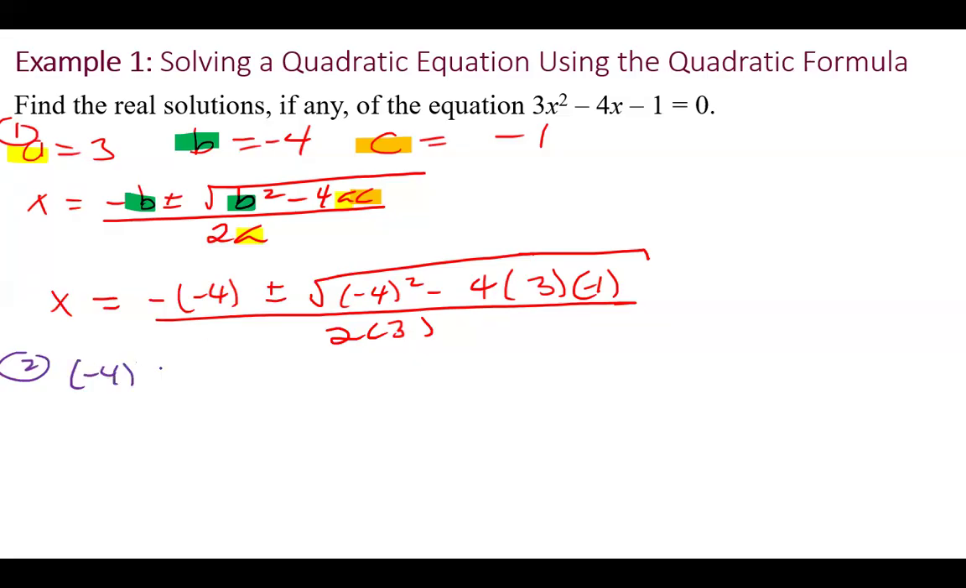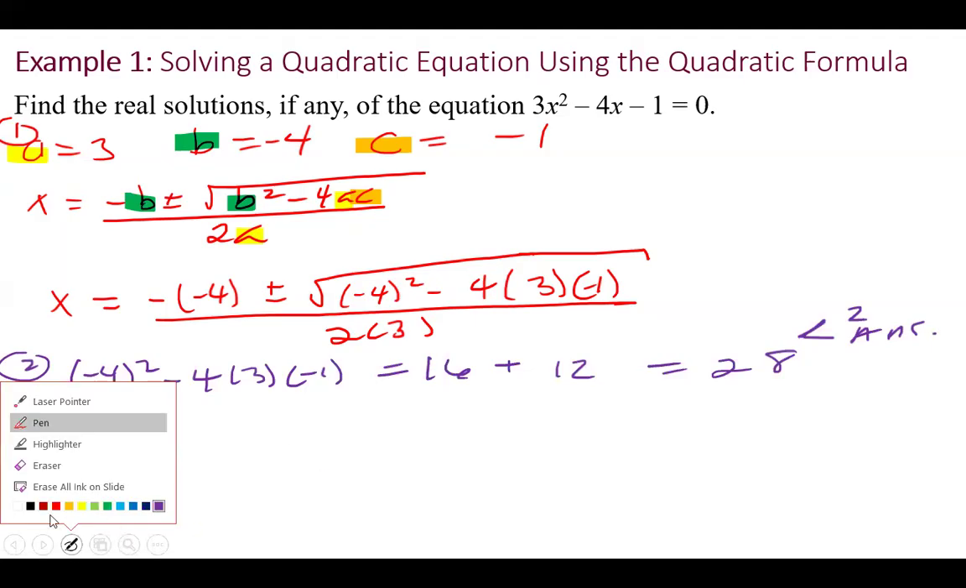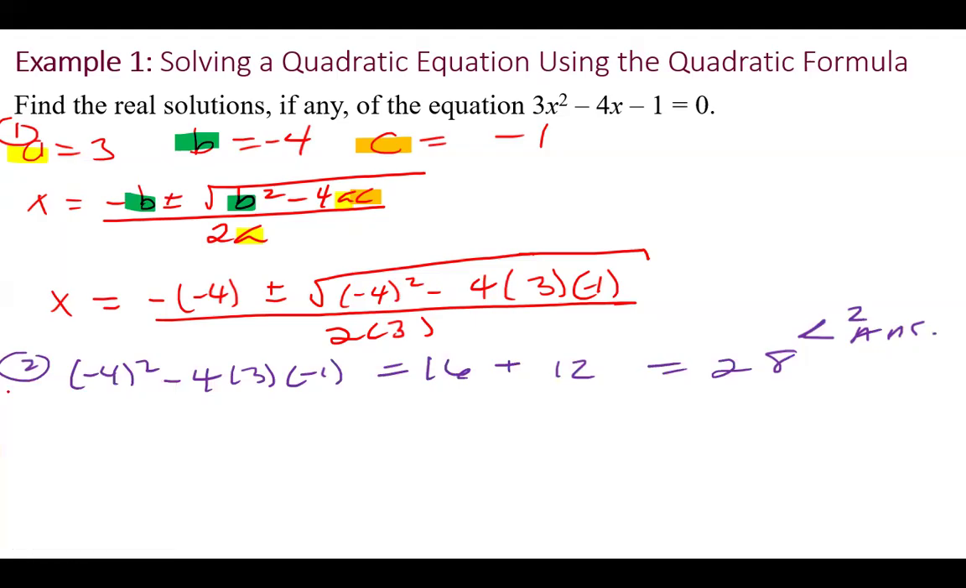So we're doing -4 squared minus 4 times 3 times -1. A negative times a negative is a positive. -4 times 3 is -12, times -1 is positive 12. 16 plus 12 is going to give us 28. So we have a real solution. So we know that we should have 2 answers. And now we're going to take that and plug it back in. Are we good with step 2?